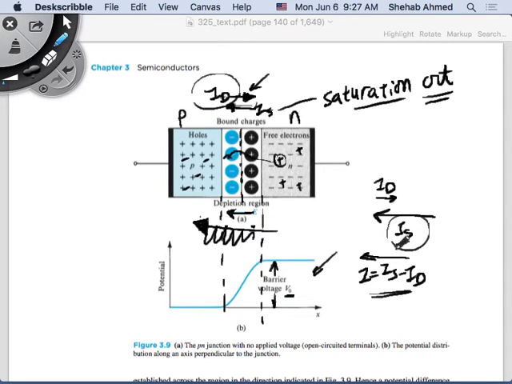It will only allow a small value of current to flow due to the minority charge carriers, just like our amplifiers, which is very nice. Like our amplifiers, I don't want too much voltage to go in, or too much current to flow from my sensor. Exactly, so we don't mess up the signal.